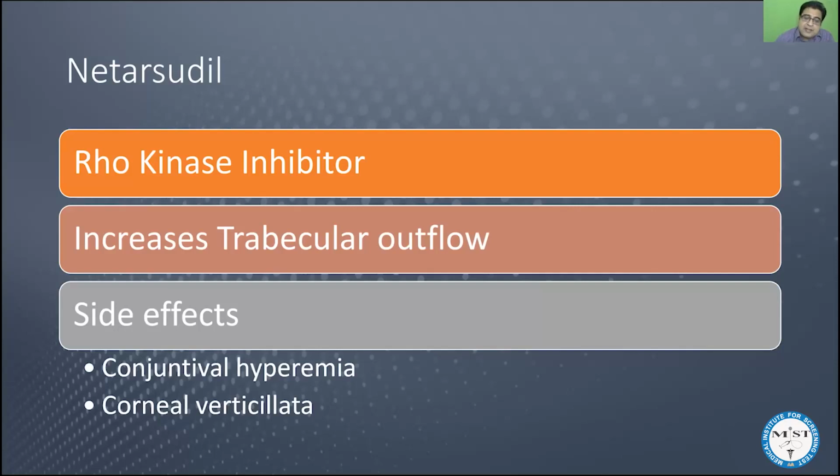The important side effect is that netarsudil also causes vasodilation and that will cause conjunctival hyperemia. So blood vessels of the conjunctiva will be dilated. That will cause redness of the conjunctiva. We call it hyperemia of the conjunctiva. Number two, this medicine will deposit in corneal layers. And when this medicine deposits in corneal layers, on slit lamp examination, you will find a vertical streak of the deposition of this drug, we call it corneal verticillata.